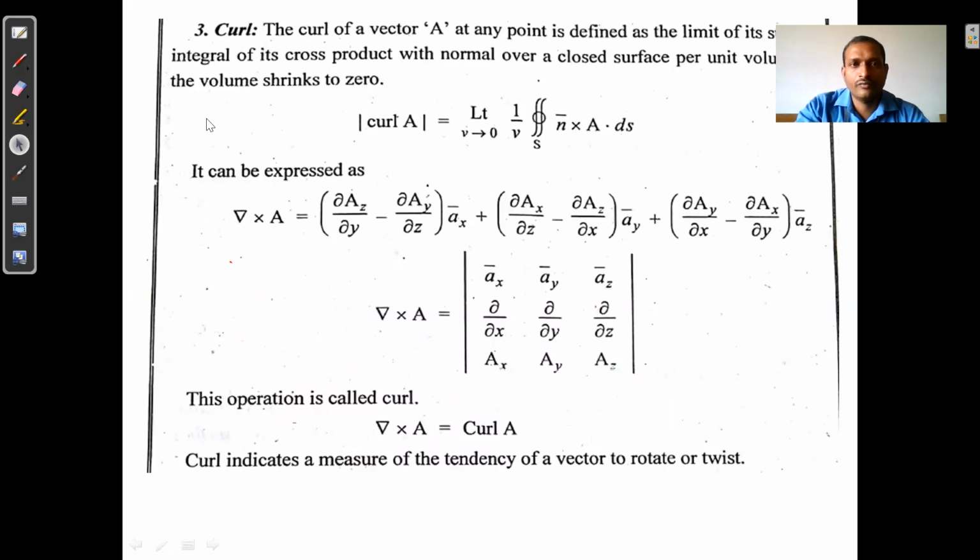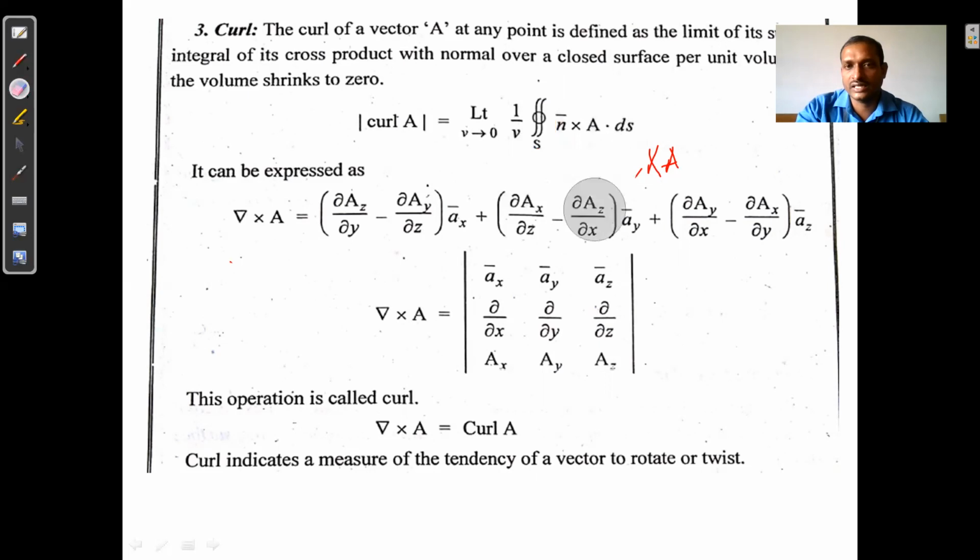So curl of a vector A. We are taking the vector A. Curl of vector A at any point is defined as the limits of its surface integral of the cross product with normal component. So A is the vector, we are taking the cross product with normal component. So n cross A is the cross product with normal component. If you take the surface integral of this value, that is called the curl.